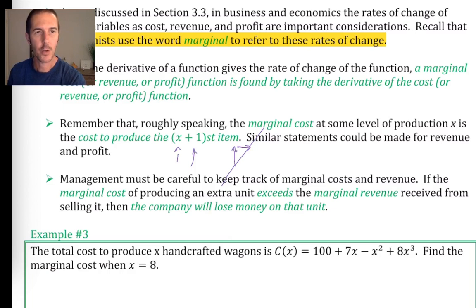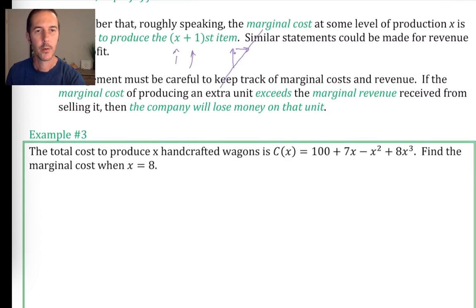If the marginal cost of producing an extra unit, so if the cost to produce that X plus first unit exceeds the marginal revenue, the amount of money coming in from selling it, then you would lose money on the production and sale of that unit. And we don't want that to happen, of course. So let's look at these next.